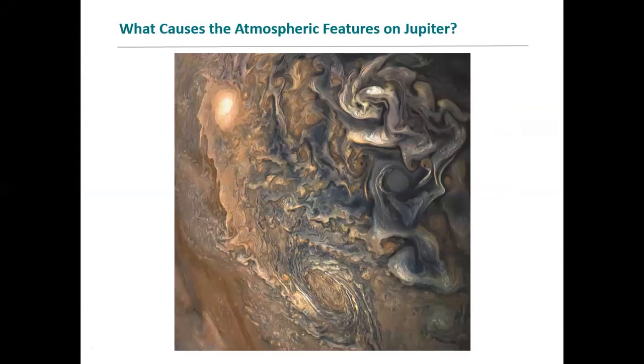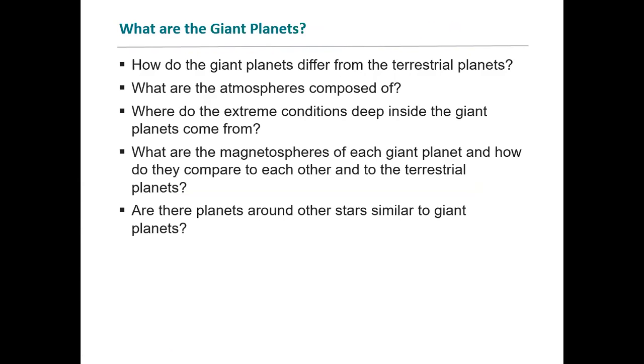Everything else seems to be okay. So what causes the atmospheric features on Jupiter? I mean, look at this picture. This is a picture taken from several thousand kilometers above the surface, and man, it's just wild. All the cool stuff going on there, all the different colors, all the different vortices. Some vortices look like they're swinging counterclockwise, some clockwise. So really, that is the big question. What are the giant planets? How do the giant planets differ from the terrestrial planets? What are the atmospheres composed of? Where do the extreme conditions deep inside the giant planets come from? And what are the magnetospheres of each giant planet, and how do they compare to each other and to the terrestrial planets? Are there planets around other stars similar to giant planets?